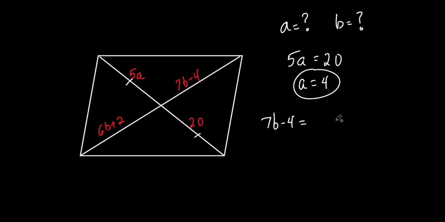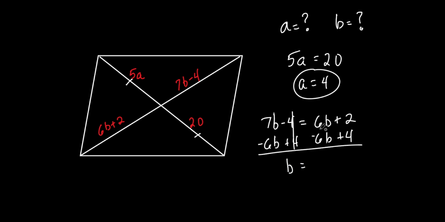Set them equal to each other. We've got to set them equal before we solve. You can't just say solve. You've got to set them equal. Let's do this real quick. Subtract 6b, subtract 6b, add 4, add 4. That cancels. 7b minus 6b is 1b. This cancels. Very good. It's 6. So if a is equal to 4 and b is equal to 6, then this thing will be a parallelogram. It's almost identical to what we've done in the past, except the question is just a little different.